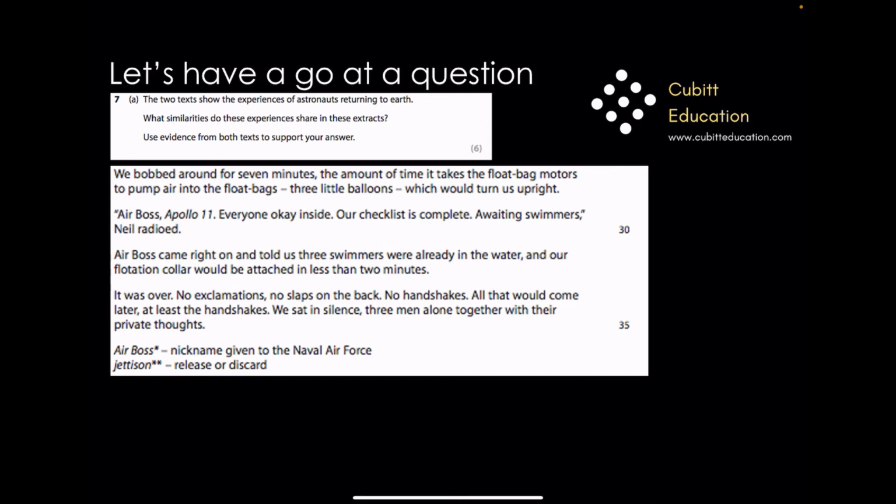Airboss, Apollo 11. Everyone okay inside? Our checklist is complete. Awaiting swimmers. Neil radioed. Airboss came right on and told us 3 swimmers were already in the water and our flotation collar would be attached in less than 2 minutes.